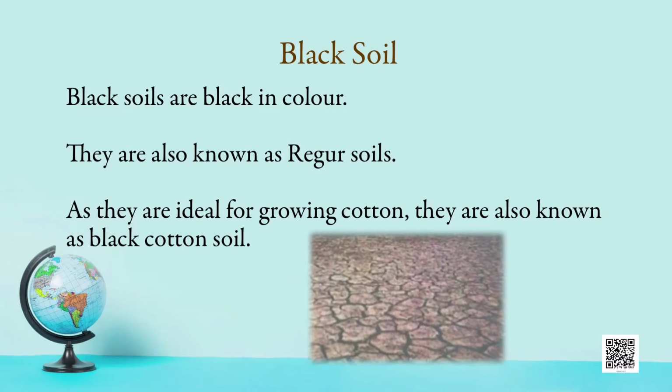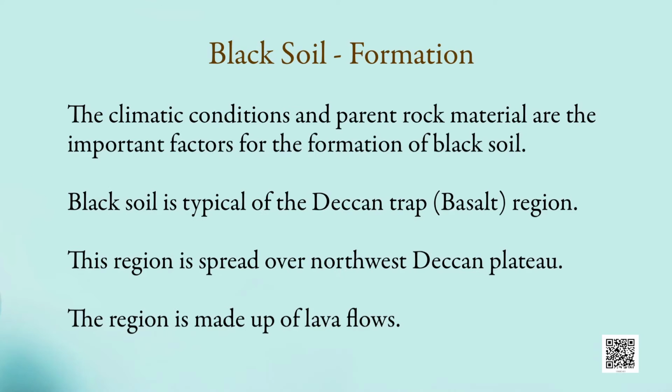The second soil we'll discuss are the black soils. Well, the black soils appear black in color and hence the name black. They are also known as regur soils as they are ideal for growing cotton. So they are called the black cotton soil too. Formation of these soils is controlled by the climatic conditions and parent rock material.